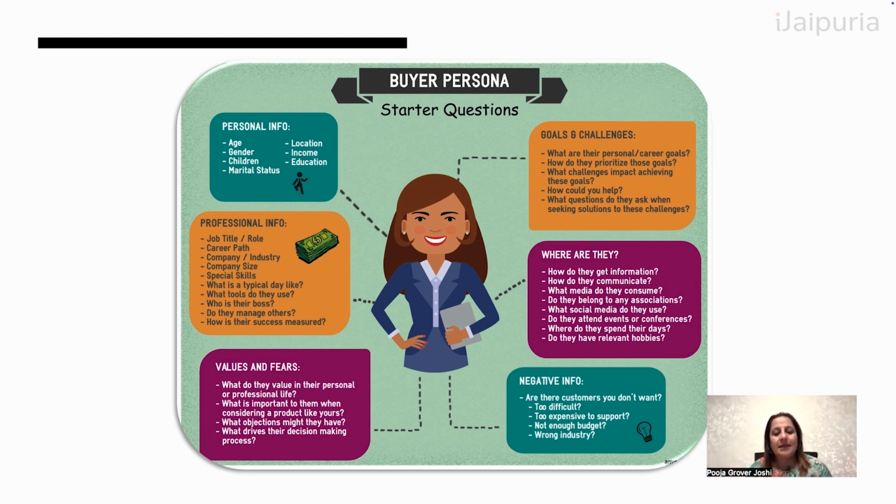Then you move towards the values and the fears. For example, what do they value in their professional as well as in personal life? What is important to them when considering a product like yours? What are the things which they will like, right? What objections may they come up with? What drives their decision-making process? So imagine if you get answers for these questions, it becomes easy for you to come to a point that this is the kind of customer who's going to buy my product, right?